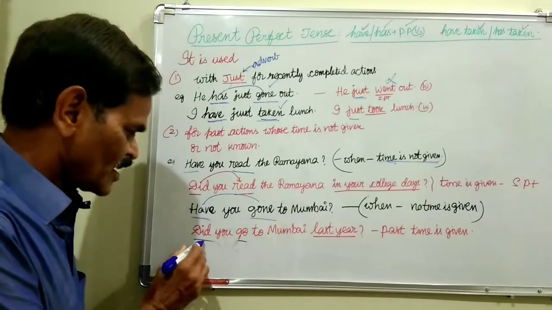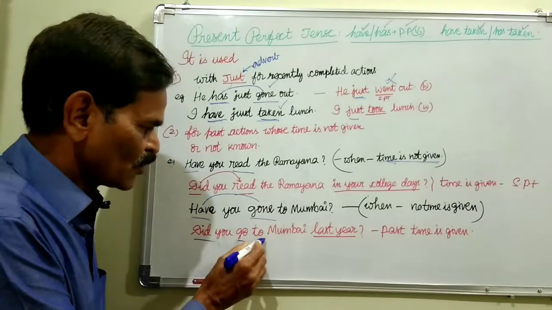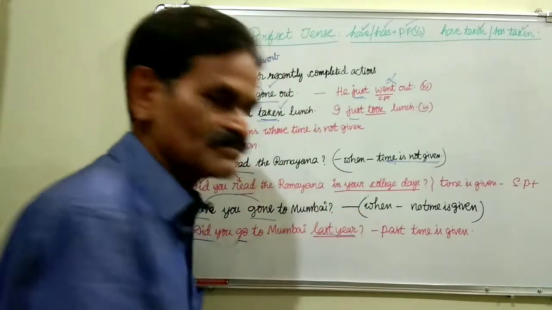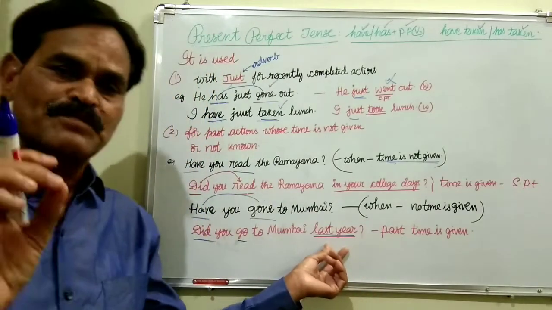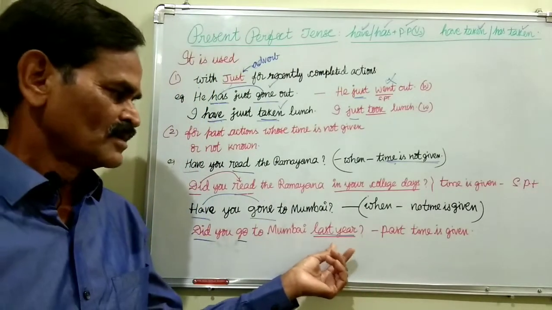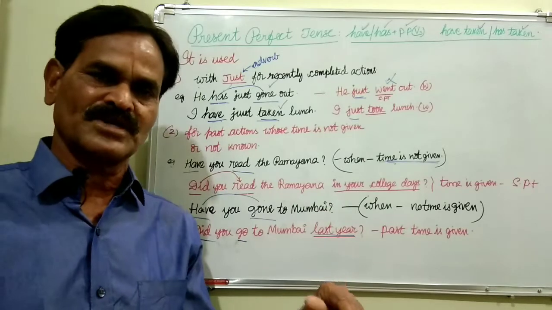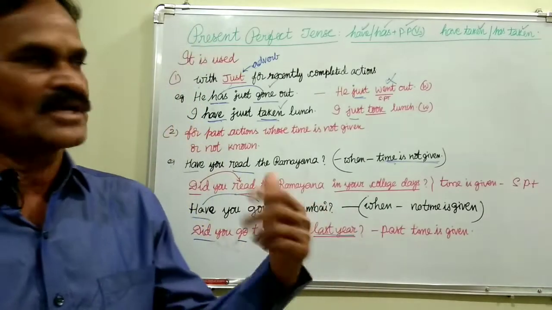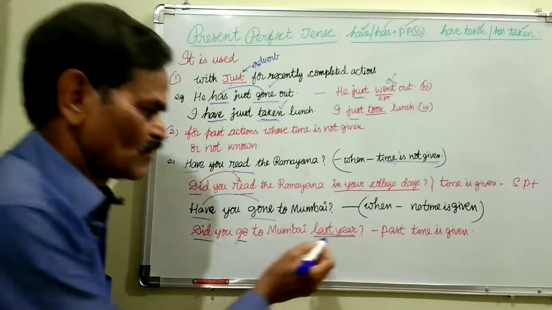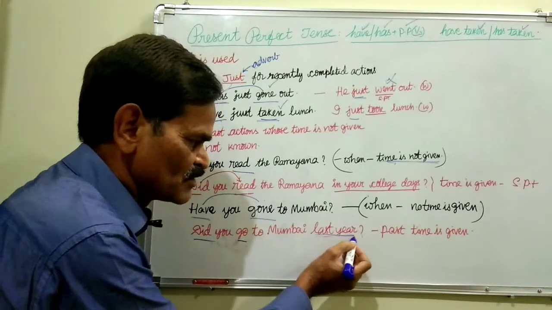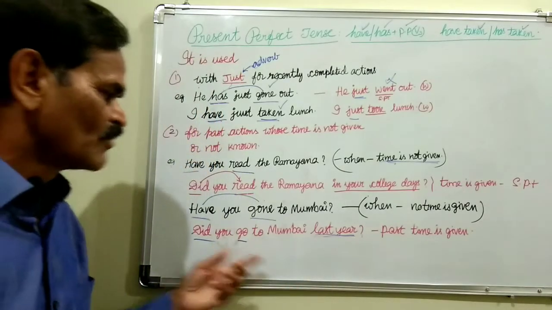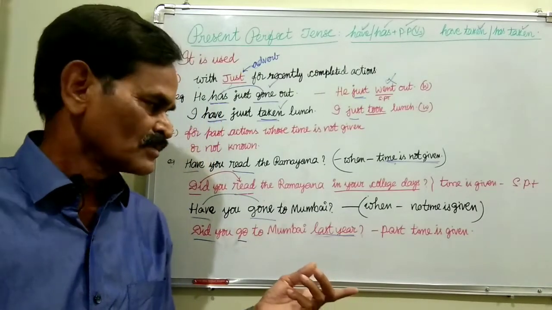On the other hand, you see the second sentence. Did you go to Mumbai last year? Here last year is a specific past time. This is past. Last year is past time. This year is present time. Next year is future time. So, here a specific past time is given. We cannot say, have you gone to Mumbai last year?